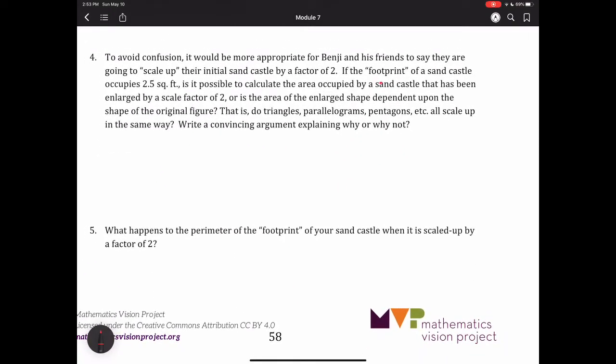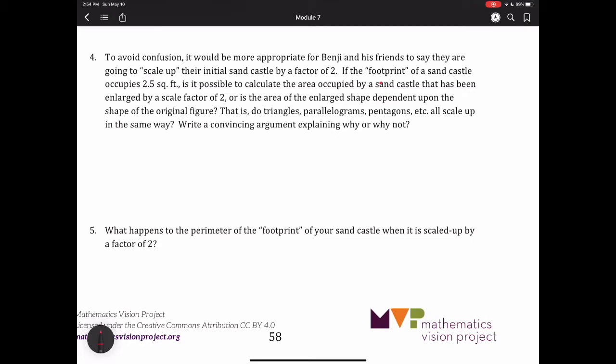So to avoid confusion, how would it be more appropriate for Benji and his friends to say that they are going to scale up their initial sandcastle by a factor of 2? So it would be more appropriate to say we're scaling up by a factor of 2 rather than just doubling, right? If the footprint of the sandcastle occupies 2.5 square feet, is it possible to calculate the area occupied by a sandcastle that has been enlarged by a scale factor of 2, or is the area of the enlarged shape dependent on the shape of the original figure? So, for example, do triangles and parallelograms and pentagons all scale up in the same way?